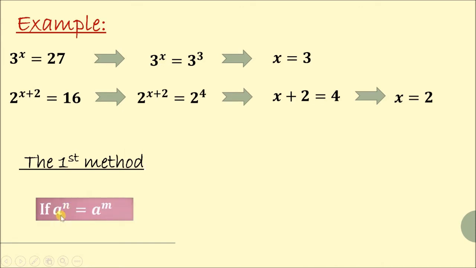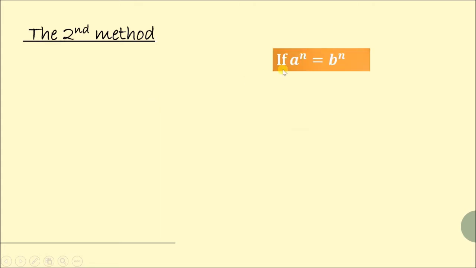So in this type, all the bases are the same. So I can say that if the bases are the same, the powers should be the same. Okay, and we can simply find the solution. But if the powers are the same, what can we do? Like here, I have a to the power n equals b to the power n. Like here, I have the power 3, and A equals 7. From here, I can say, what number to the power 3 equals 7 to the power 3? We can say that a equals 7.